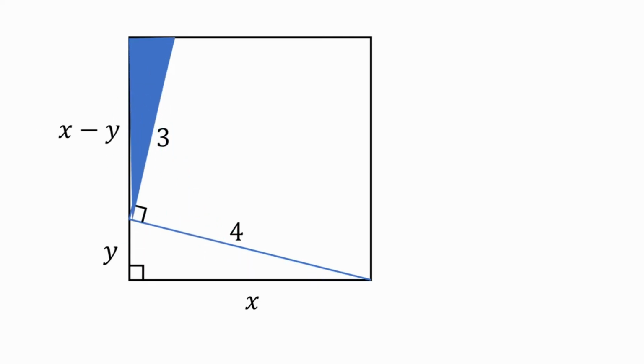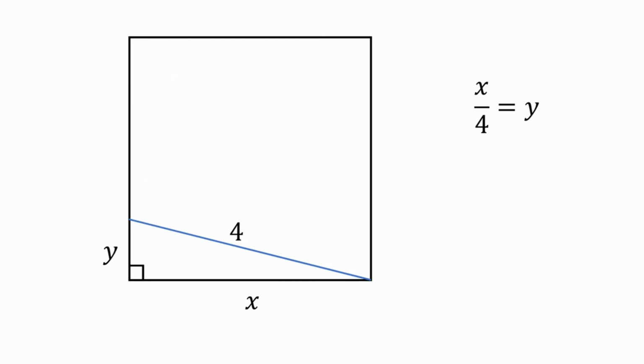Now we use the property that these two triangles are similar, therefore the ratio of their long leg to their hypotenuse will be equal, so (x - y)/3 equals x/4. We'll solve this equation for y. Cross multiply. Distribute. Simplify. We get x equals 4y, which means y equals x/4.